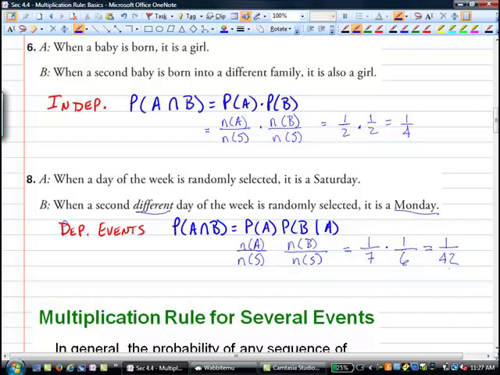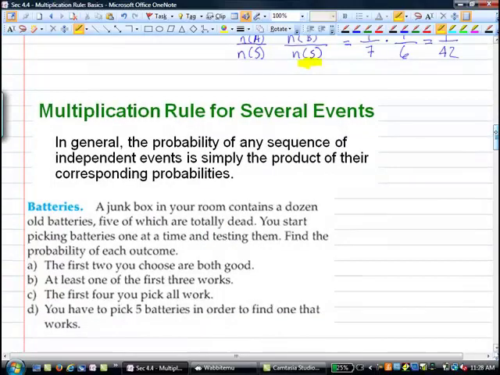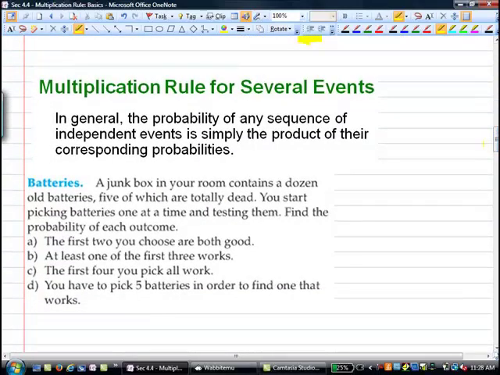Once I selected the first day, event A, event B has to be a different day. So I've removed one of the choices from the sample space, so that's ended up changing this value right here, the number of elements in the sample space. The multiplication rule for several events. In general, the probability of any sequence of independent events is simply the product of their corresponding probabilities.